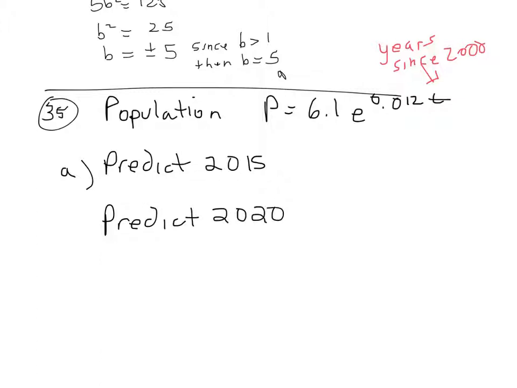What do you do? Plug in. Plug in what? The 15. Yeah, so that's why I made sure you saw that. So plug in 15, plug in 20. Up here, I get 7.3. This one, I get 7.8.